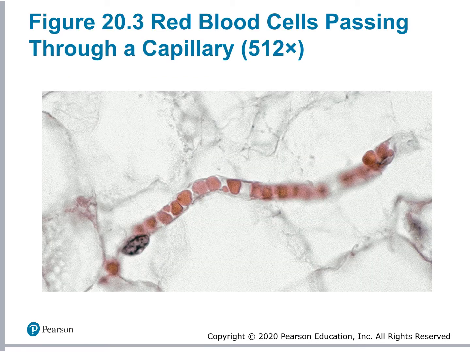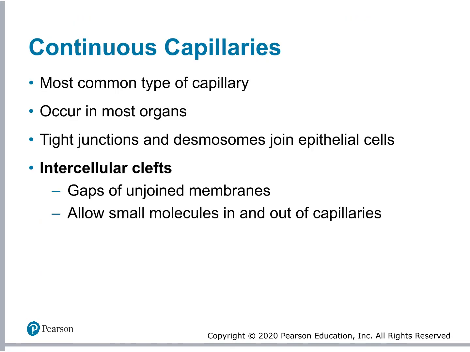As you can see in this picture here, the capillaries are only big enough to allow one red blood cell to pass at a time. There are three types of capillaries, and the first one we're going to talk about is called continuous capillaries. The continuous capillaries are the most common of all of the capillaries. We find them in skin and in skeletal muscles.